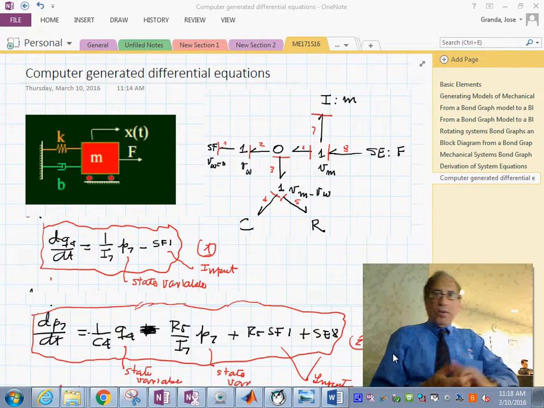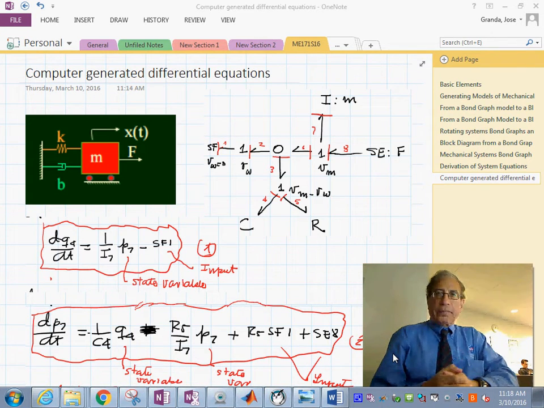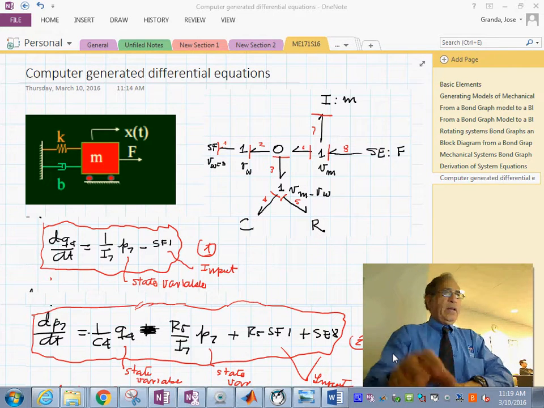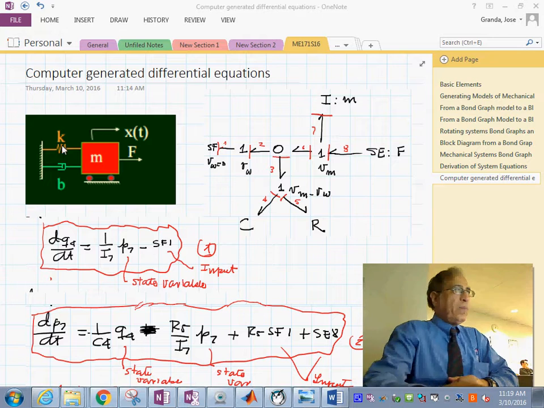Today we are going to see how CAMG, which stands for Computer Aided Modeling Program, actually derives the equations automatically. So that's why I entitled this Computer Generated Differential Equations. So what you have on the screen is basically a simple system in here, the bond graph of which is on the right hand side.